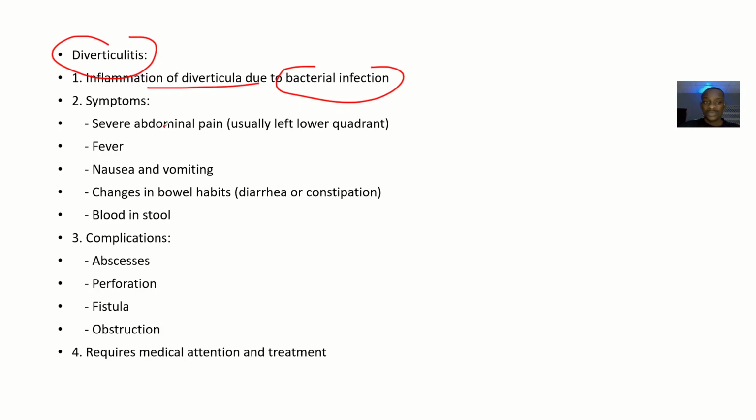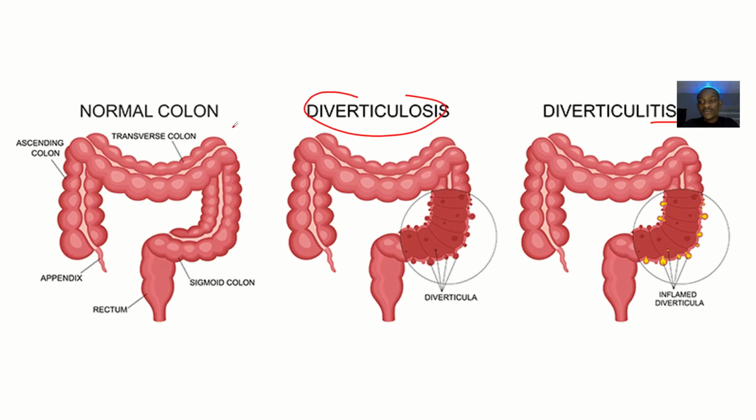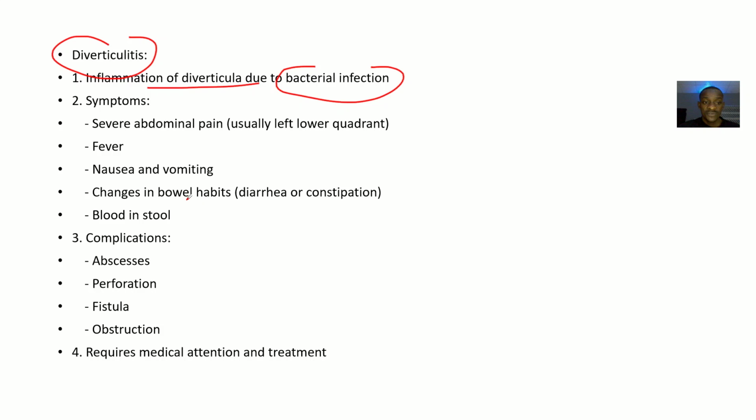So what are the symptoms? The patient will present with abdominal pain, which is usually in the lower left. You see that this side is the side that is mostly affected. If you turn this side like this, it's on the left side. There will be fever, nausea and vomiting, and changes in bowel habit. That means the person will be having diarrhea or constipation. There will be blood in stool.